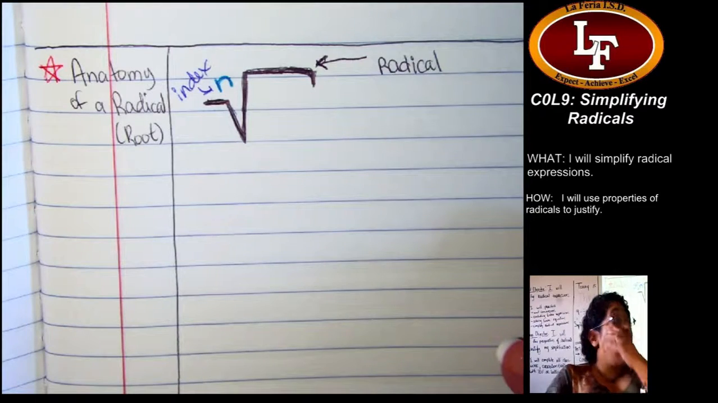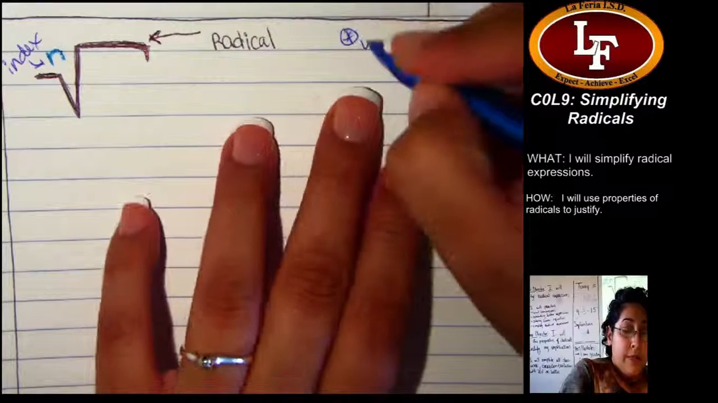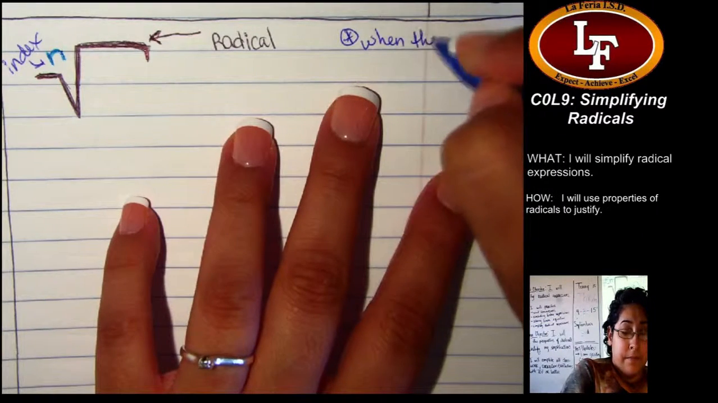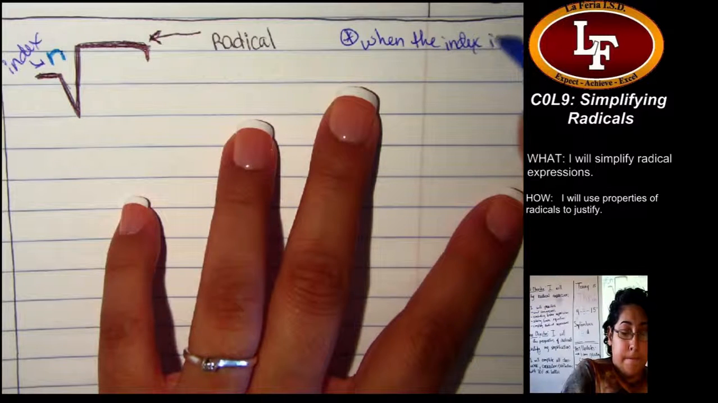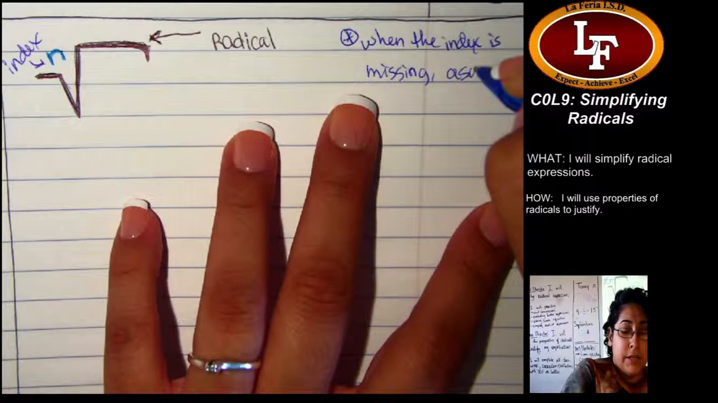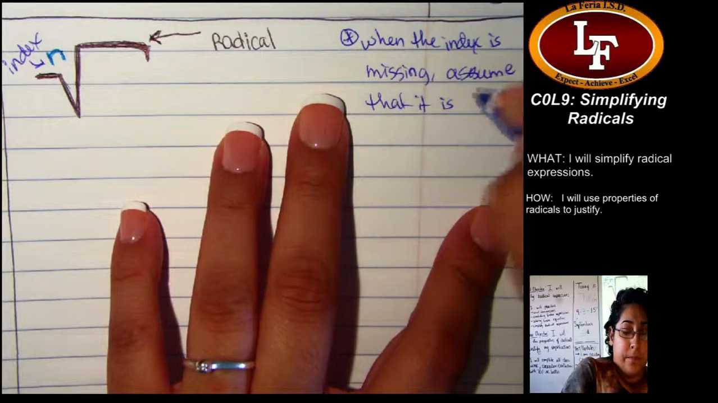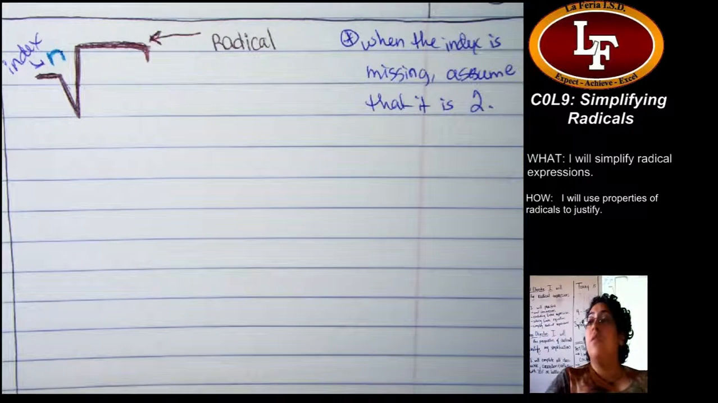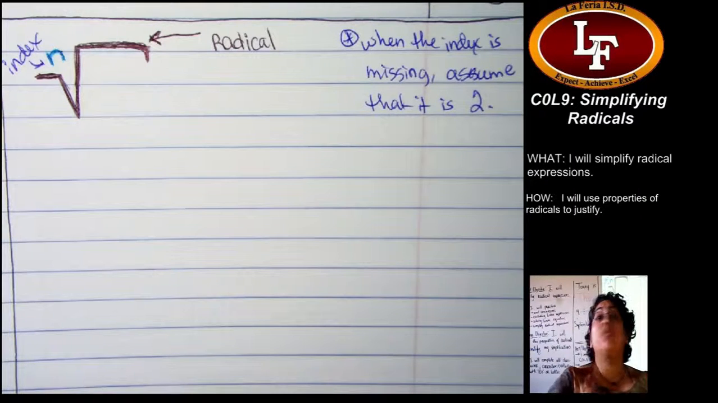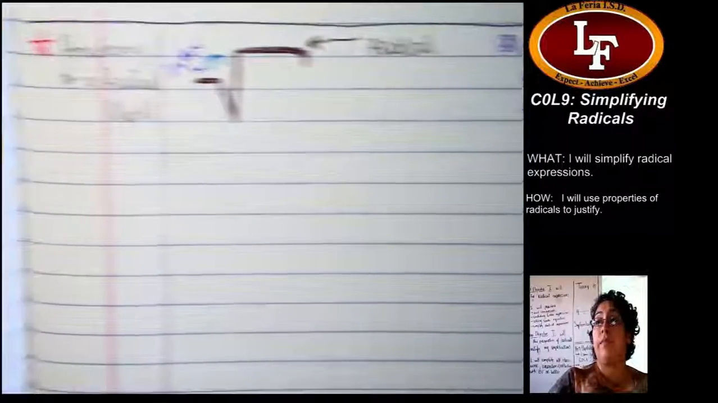I have a side note for that. So come over to the side with me just a second. When the index is missing, which means you don't see it, what I need you to do is please assume that the index is 2. More about that in a few moments or tomorrow, depending on how we get through this lecture today. And it'll explain why we call this thing a square root. Okay.